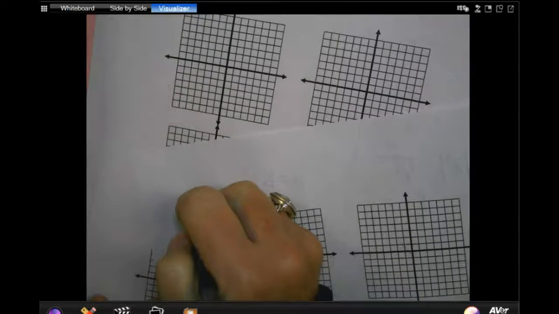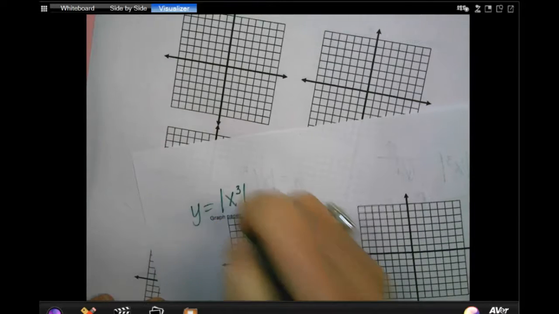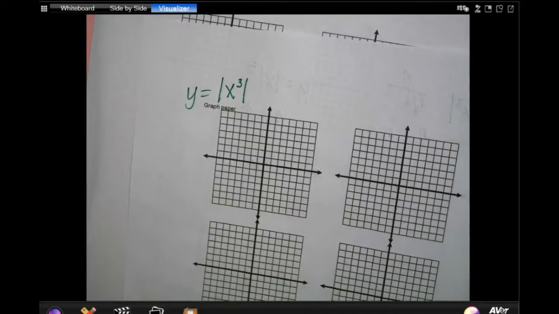So on your blank graph paper, okay, we'll come back to it. On a blank graph paper, I want to graph y equals the absolute value of x cubed. So first of all, for the absolute value of y, what do we do? Keep the positive y values, because with the absolute value of y, we want all the positive y values. And then what do I do with my negative y values? Change them to positive, right?